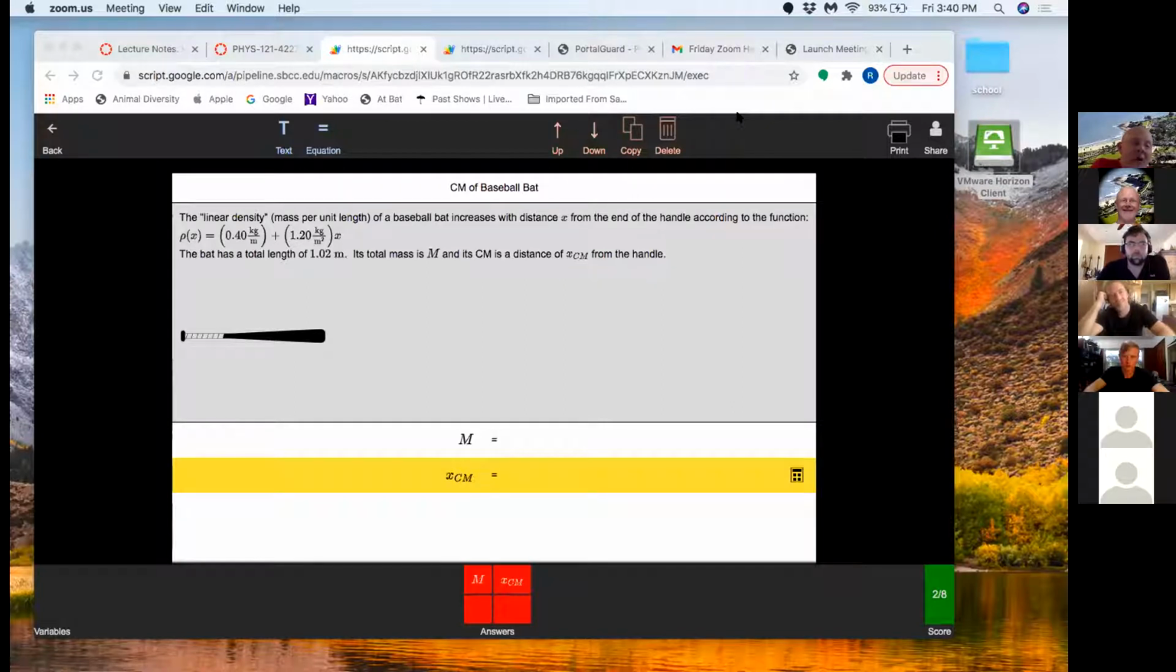So the bat has a total length. Let me kind of draw a rough picture of a bat here. And the total length is 1.02 meters. So its total mass is m, and its center of mass is x sub c from the handle. We're trying to find the position of the center of mass and the total mass. So m and x_cm are the two variables that I'm looking for.